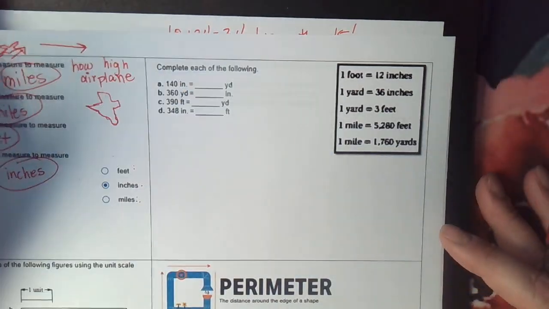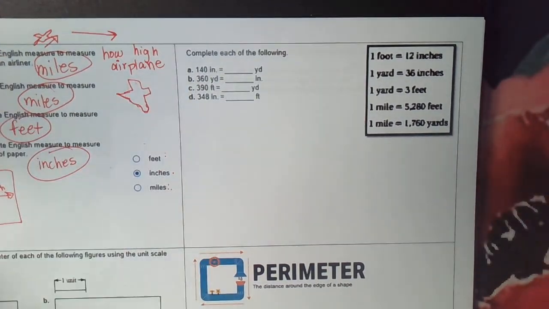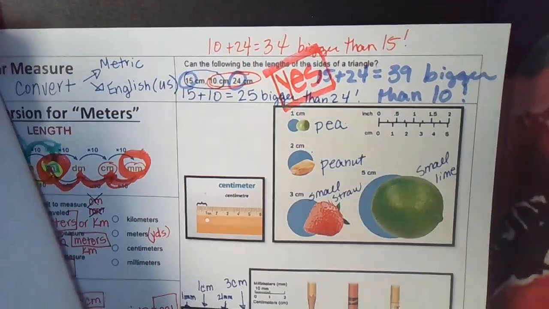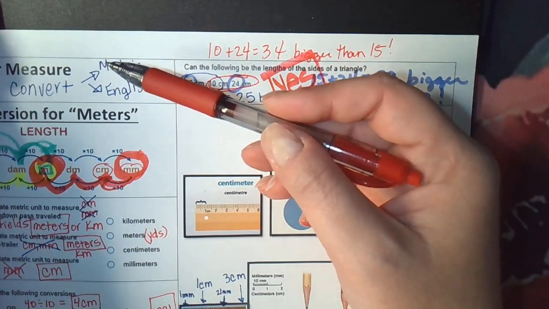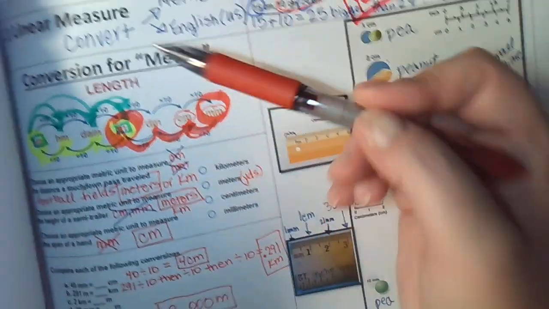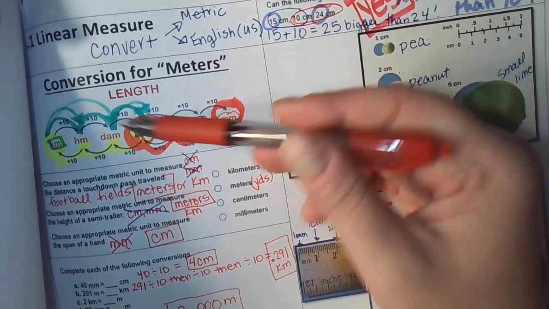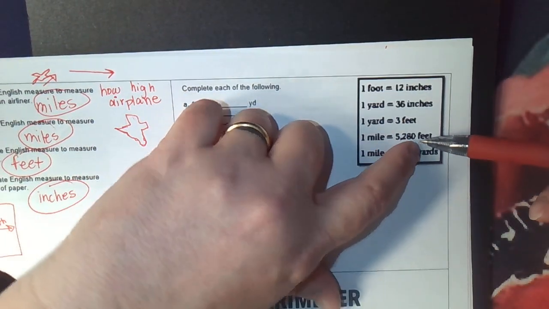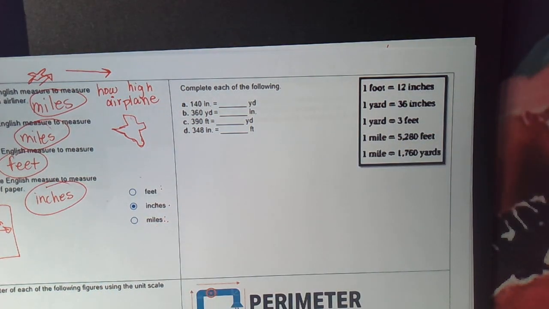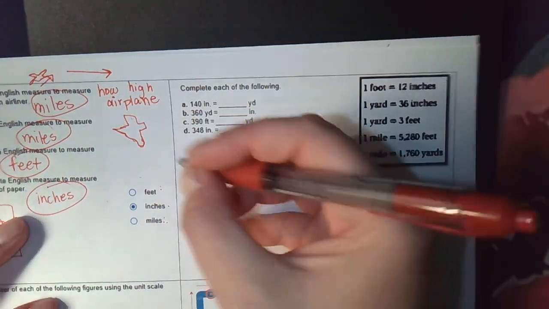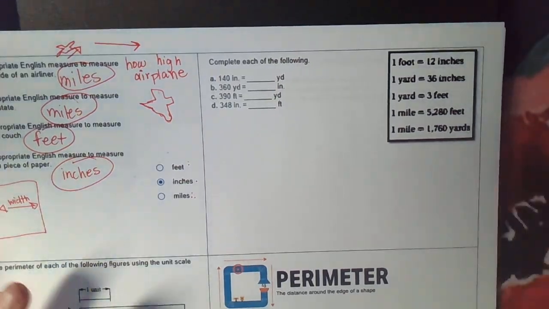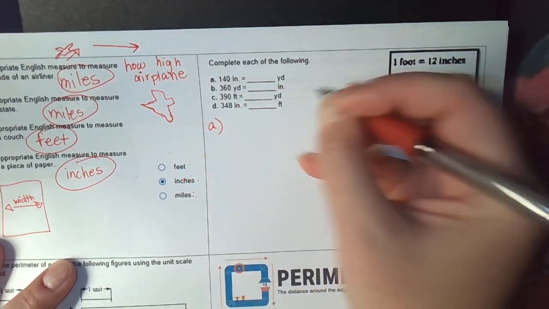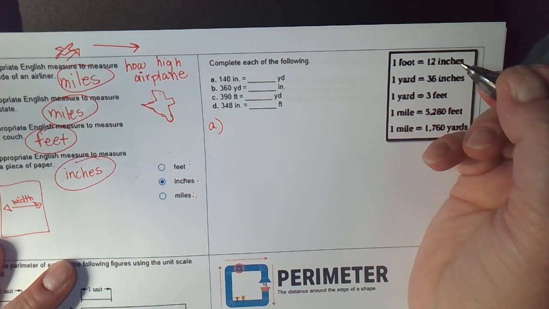Okay, let's look at this top right. It says complete each of the following, and we're just converting. Alright, this one's not as easy as the metric system, because the metric system is based on tens, base 10. Ours is not. We have a 12, a 36, a 3, a 5280, a 17. Yeah, darn. Okay, well, let's see here. We're going to try making proportions. I think you will like this. So let's make up some proportions.